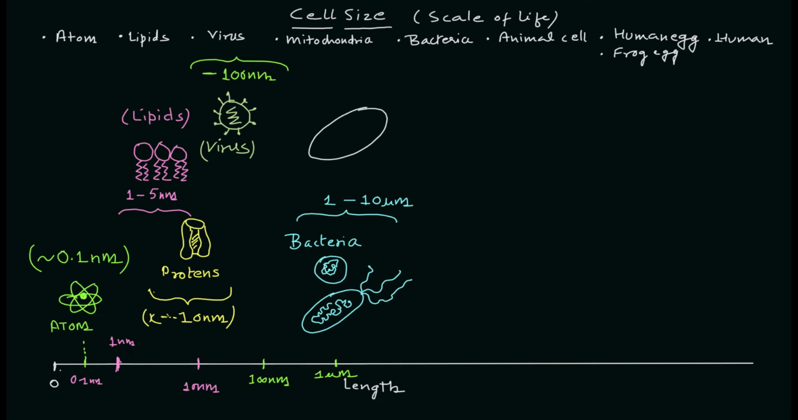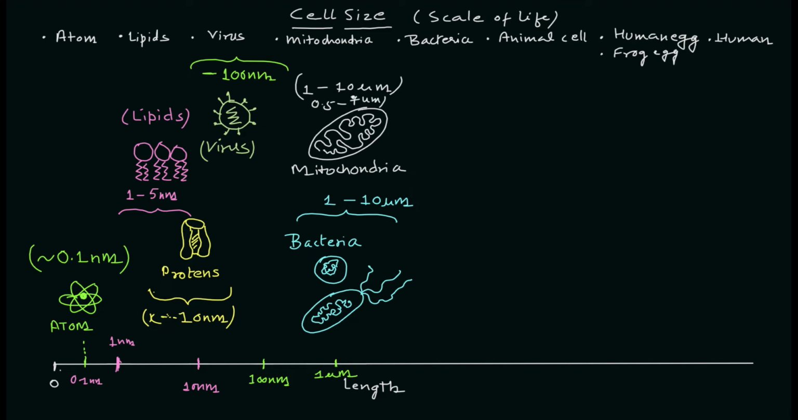And surprisingly, we know that the size of mitochondria is also approximately equal to the size of bacteria. It's in between 1 to 10 micrometers. It can have pleomorphic shapes. It can be really long. It can be really small. So I'm not going to specifically mention the size of mitochondria.